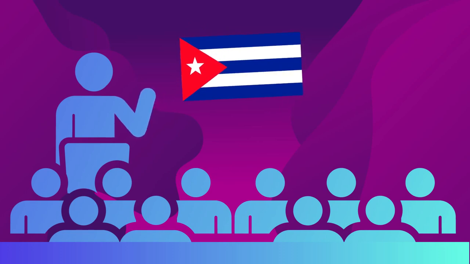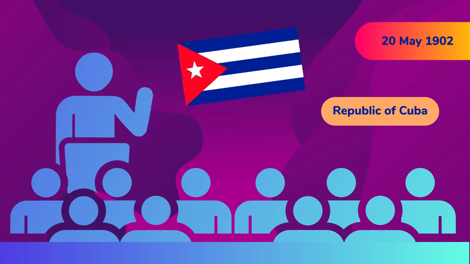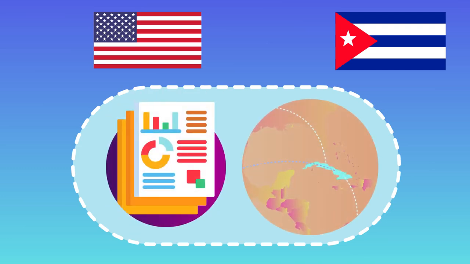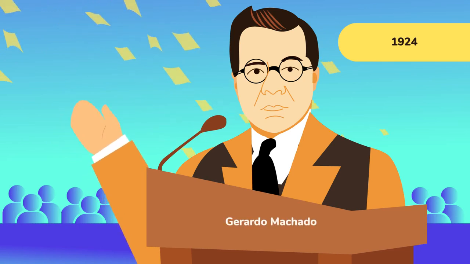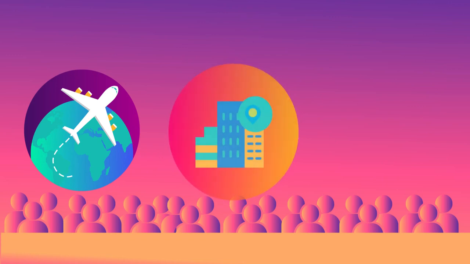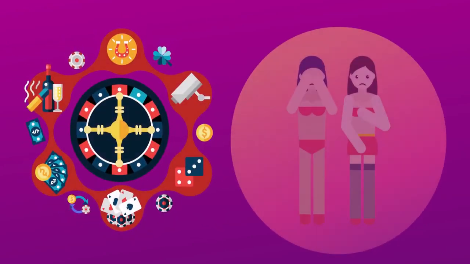Cuba gained formal independence from the U.S. on the 20th of May 1902 as the Republic of Cuba. Under Cuba's new constitution, the U.S. retained the right to intervene in Cuban affairs and to supervise its finances and foreign relations. In 1924, Gerardo Machado was elected president. During his administration, tourism increased markedly, and American-owned hotels and restaurants were built to accommodate the influx of tourists. The tourist boom led to increases in gambling and prostitution in Cuba.